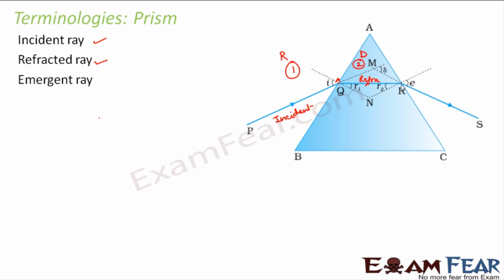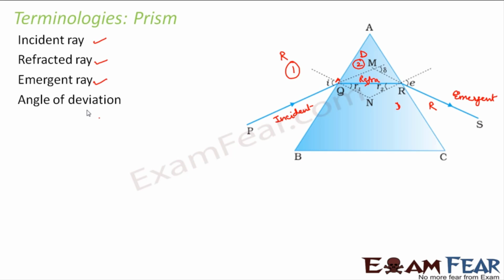Then the third one is the emergent ray. That is the ray which comes out of the prism. Again, from here to here, the light ray is moving from a denser medium to a rarer medium. So it will undergo refraction, that is, the ray will move away from the normal. This was the normal, so it moves away from the normal. So this is my emergent ray.